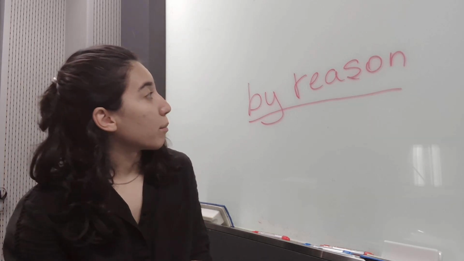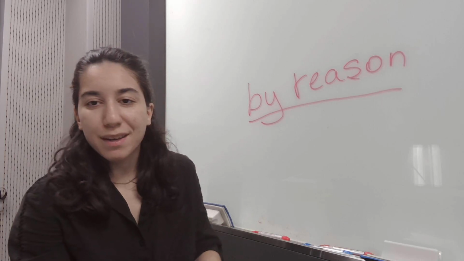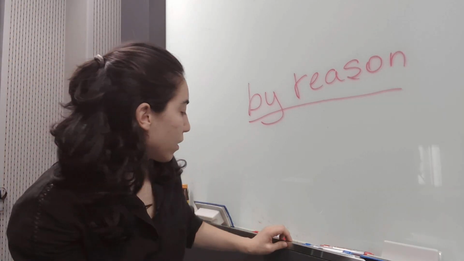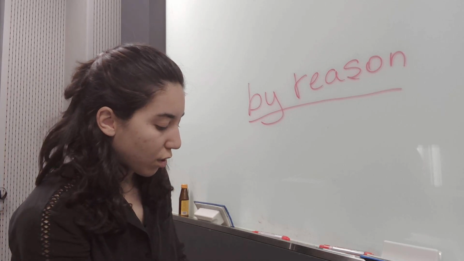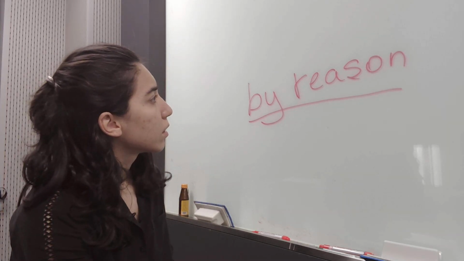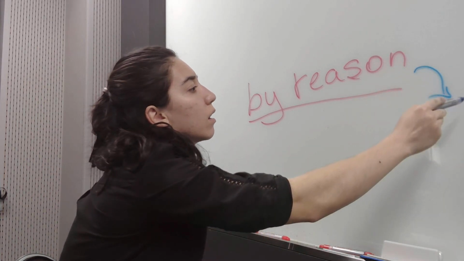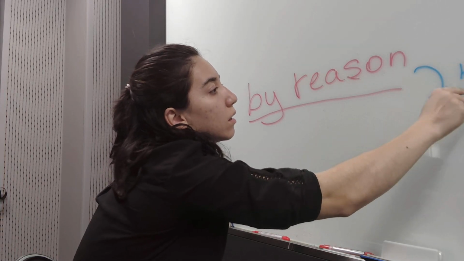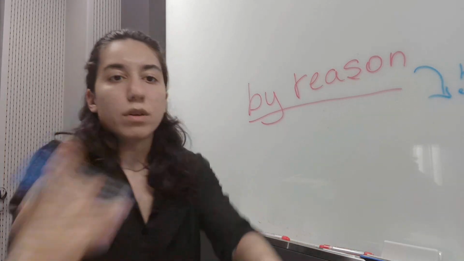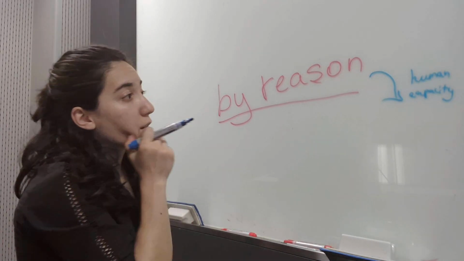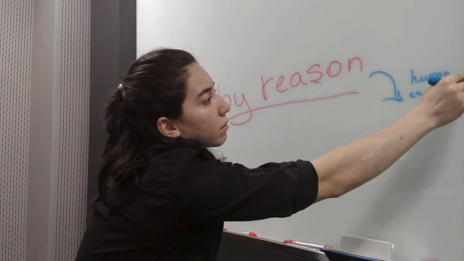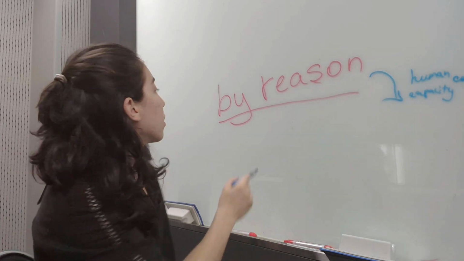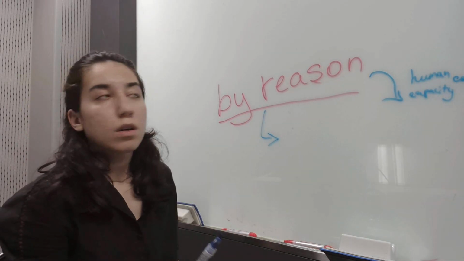In this video, we will talk about reason and we'll try to make sense of it. So, to start, let's figure out what is reason. By reason, we can understand human capacity. Let's just write now, maybe cognitive, rational capacity. All right.